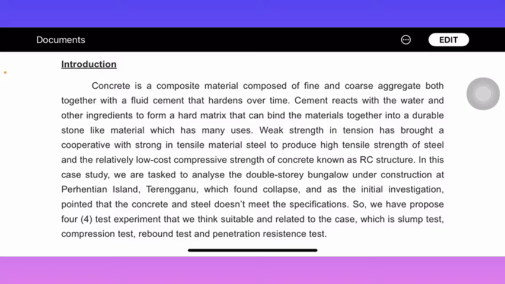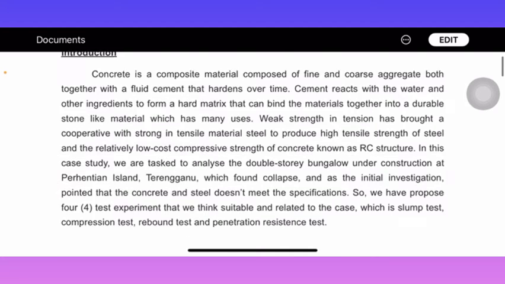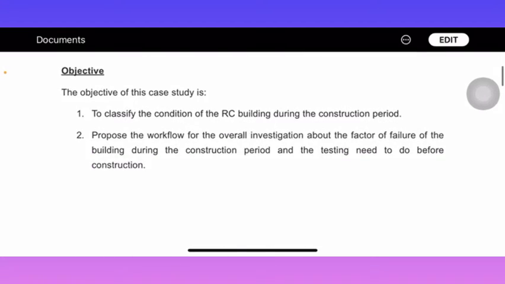We are required to propose tests or experiments that we think are suitable and related to the case, which can help the investigator to identify the problem. The objective is to classify the condition of the RC building during the construction period and to propose the workflow for the overall investigation of the factors of failure of the building during the construction period, and the testing needed before construction.